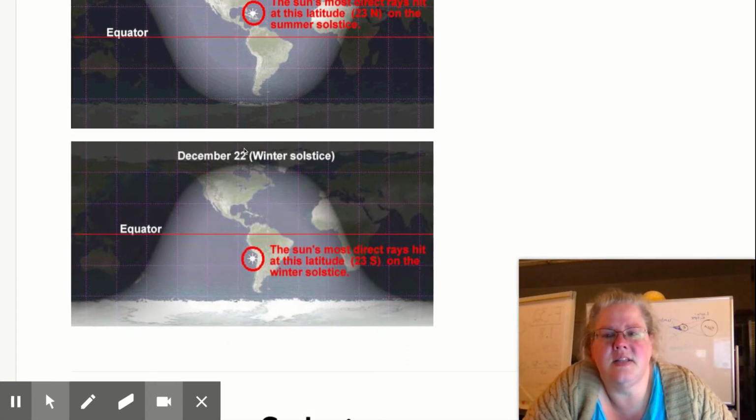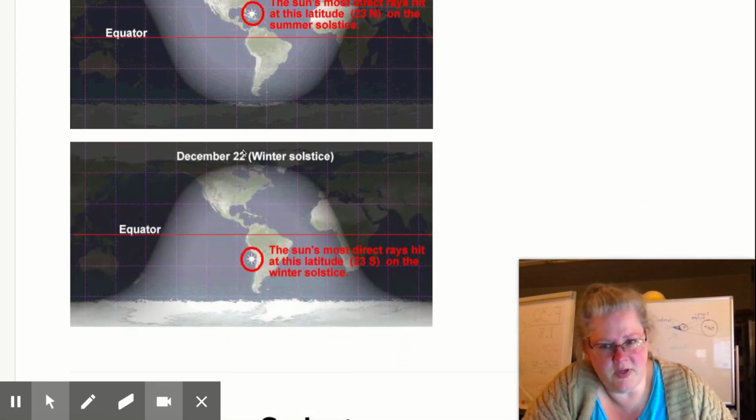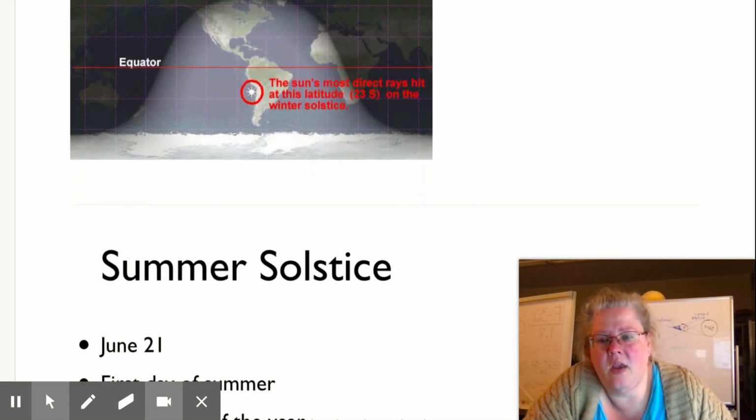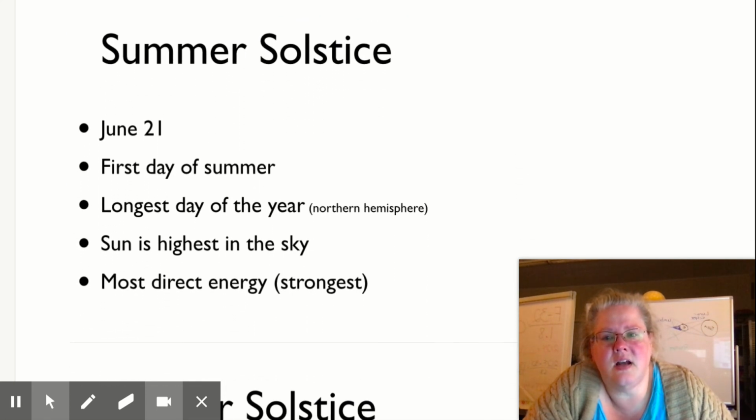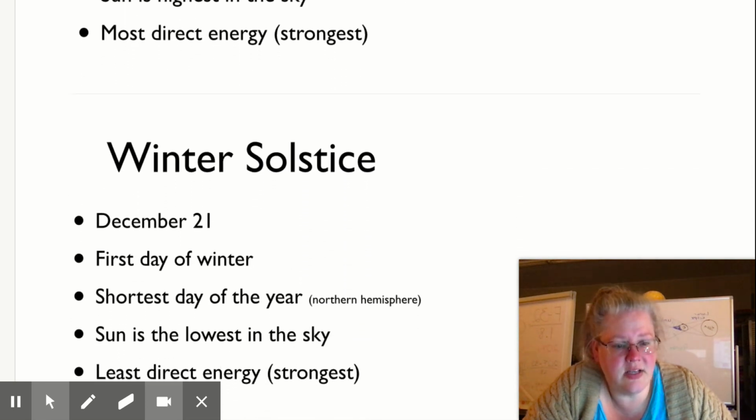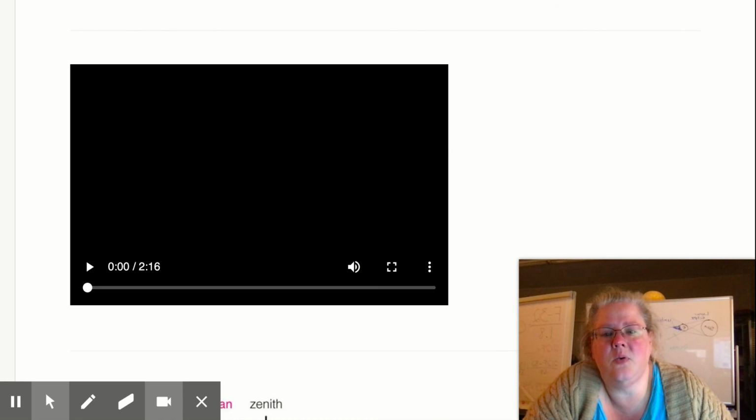The winter solstice, now the Arctic Circle, which by the way, there's no land underneath that, that's Arctic ice, is in shadow for roughly 6 months. And you're going to notice that the sun is directly overhead at 23.5 degrees south, and that's the Tropic of Capricorn. And now Antarctica, the South Pole, is in its roughly 6 months of light time. So solstices: summer solstice is the longest day of the year, winter solstice is the shortest day of the year. Equinoxes are equal day and equal night.